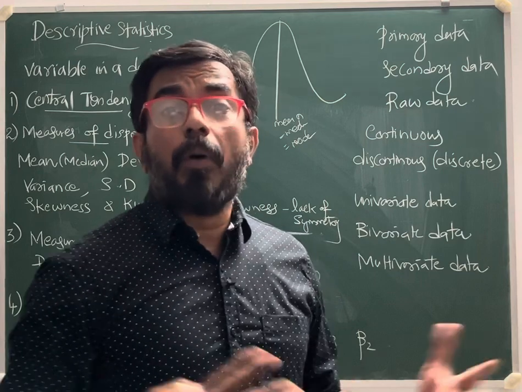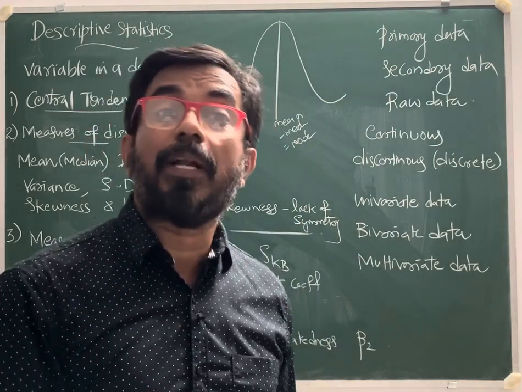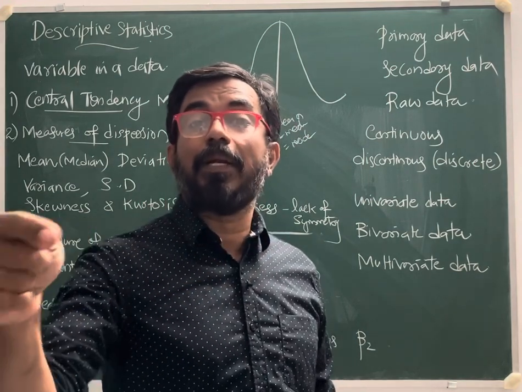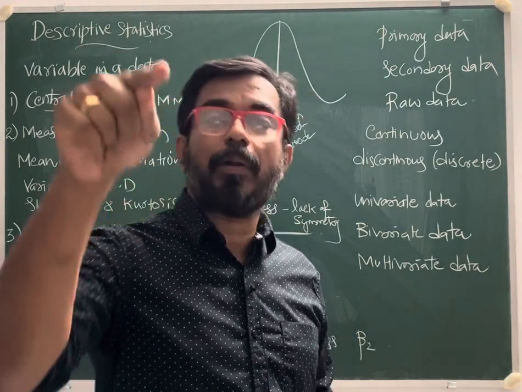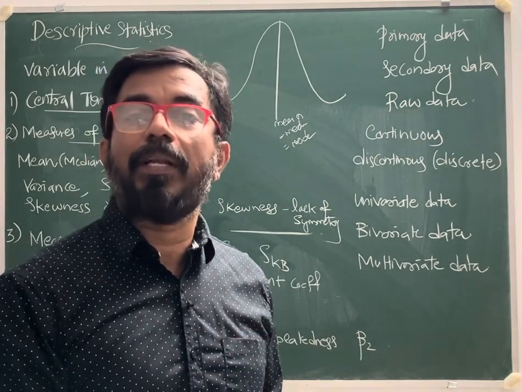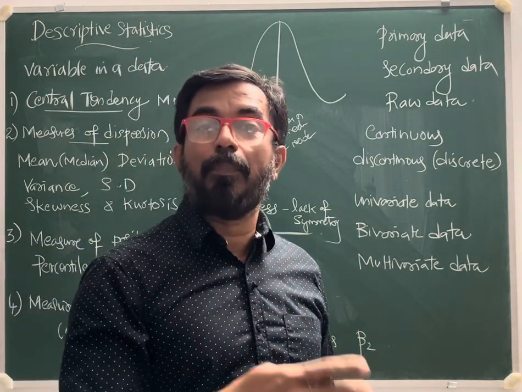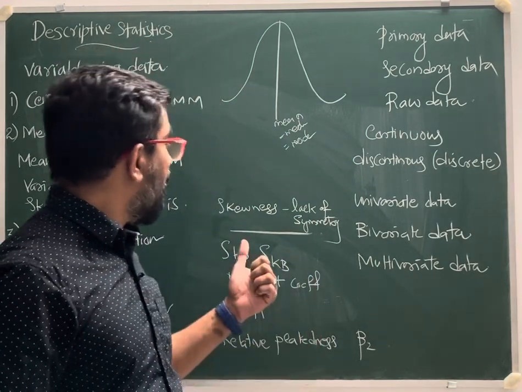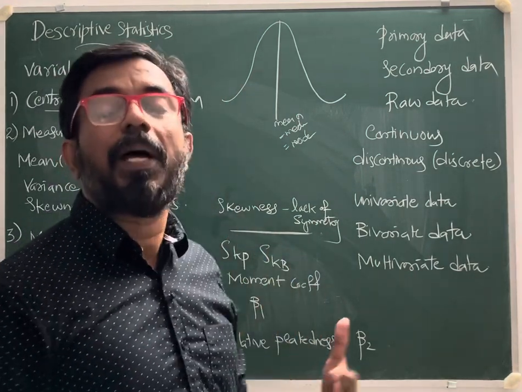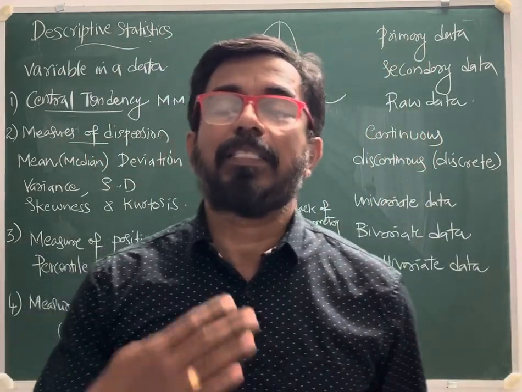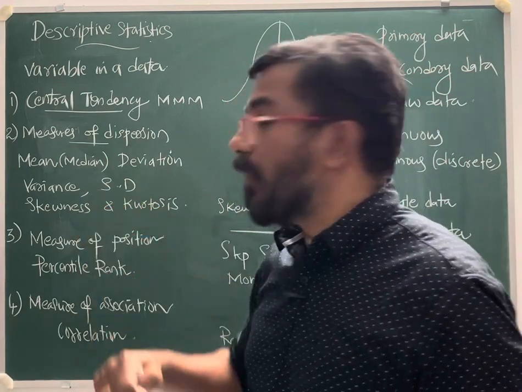Then something called moments. For that we should understand what you mean by moment. We have a formula: sigma (xi minus x bar) to the power r, divided by n. Then moment 1 is there, moment 2 is there, moment 3. We represent it by mu: mu1, mu2, mu3. That we will find out. That will be used for further understanding about the skewness.